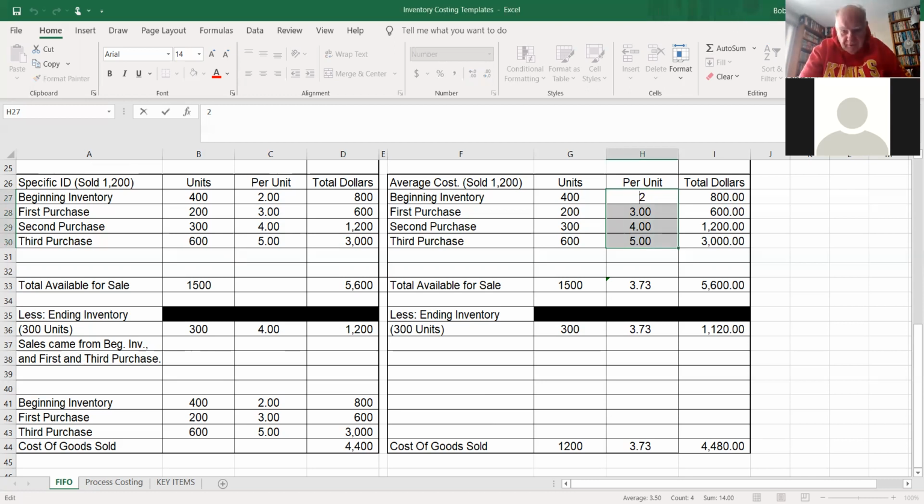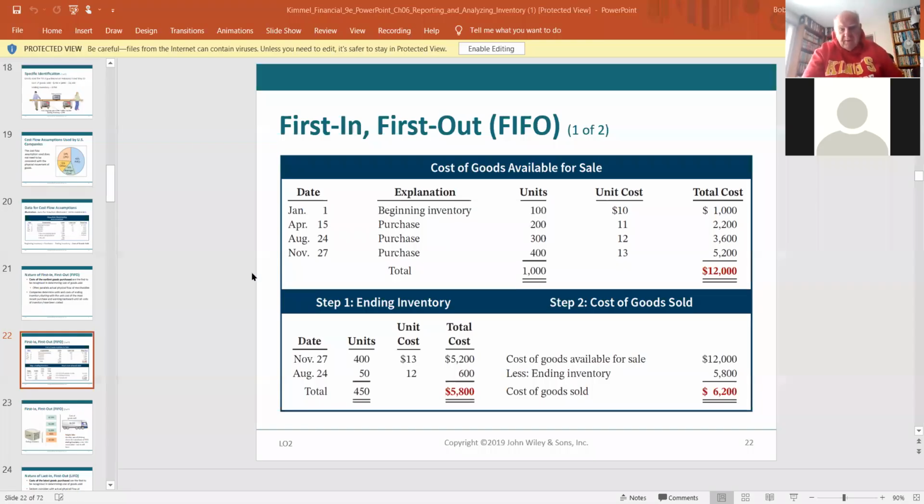And let me go reshare. Stop share. New share. Okay, we're back in the PowerPoints.